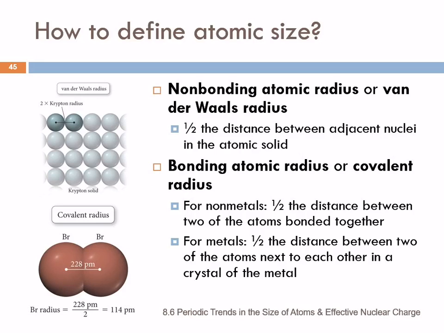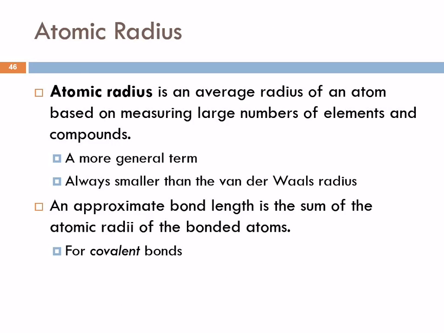In a metal, metals do not form covalent compounds for the most part. And so if we look at this bonding radius, we're looking at half the distance between two of the atoms that are next to each other in a crystal of the metal. So for a metal, that's going to be real similar to the van der Waals radius. What we're going to look at, we're just going to call it atomic radius, and it's sort of an average radius based on looking at that particular element in different compounds in different states. This is always going to be smaller, though, than the van der Waals radius because it includes some of those bonding radii.